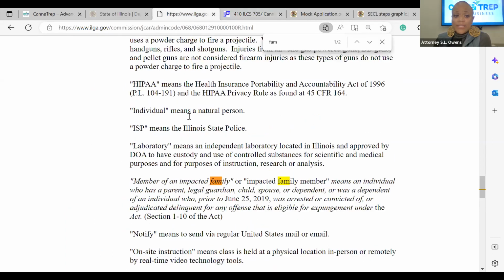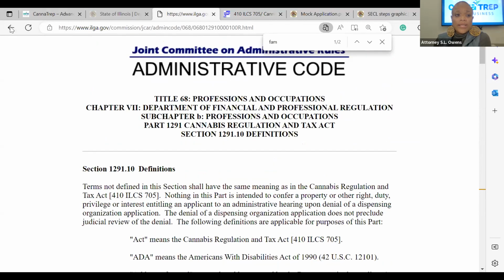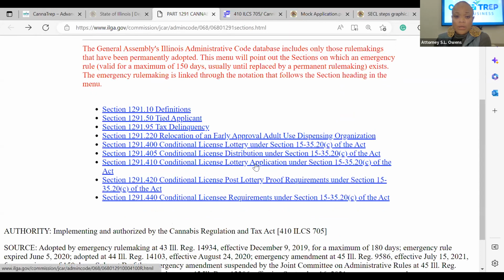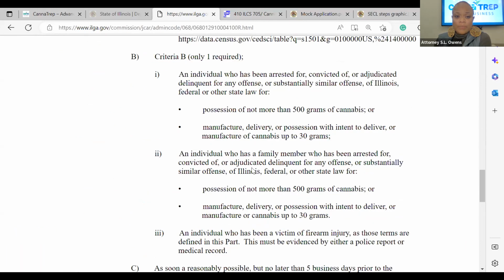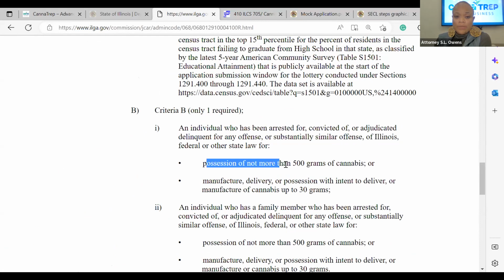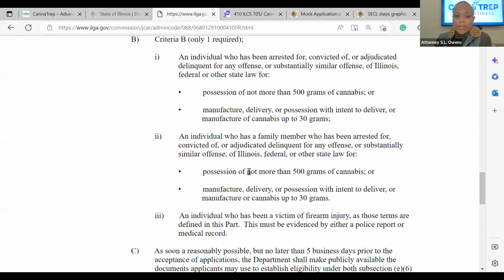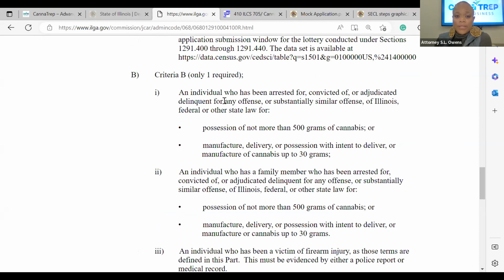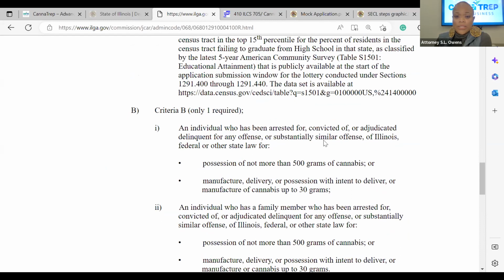And I believe that, to make it easy for folks, in the rules they told you what the qualifying offenses were eligible for expungement. Possession of not more than 500 grams of cannabis, or manufacture, delivery, or possession with intent to deliver or manufacture of cannabis up to 30 grams. Same thing for an impacted family member. And I want you all to keep in mind something that is spelled out here that wasn't spelled out last time, which is a similar offense in Illinois or federally or any other state. Okay.